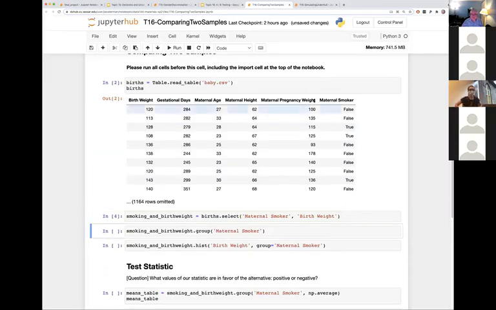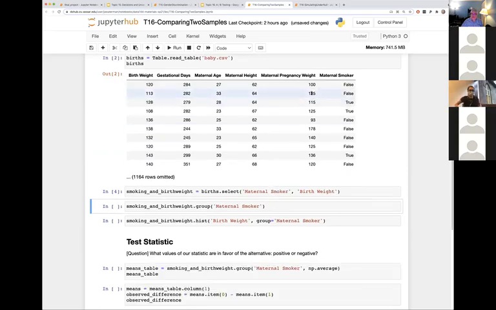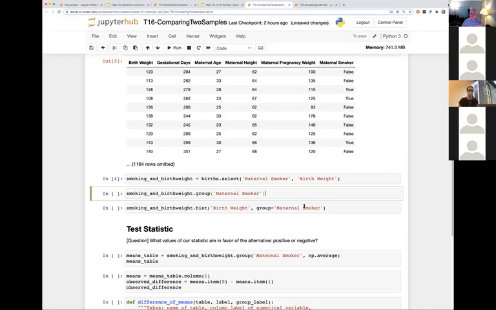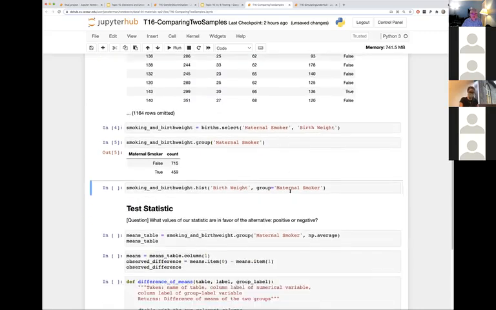So what we're going to do is take that table and select the two columns that we're interested in, the smoker column and the birth weight column over here. And so what we can do is get some summary statistics of our table. We can just use the group function. If you remember, if we pass it a column name, this is a categorical column, so it's going to group all of the smokers together with the non-smokers. And the default is to perform a count. So this will give us a new table that has the count. Okay, so for this experiment, 715 of the mothers were non-smokers, 459 were smokers.